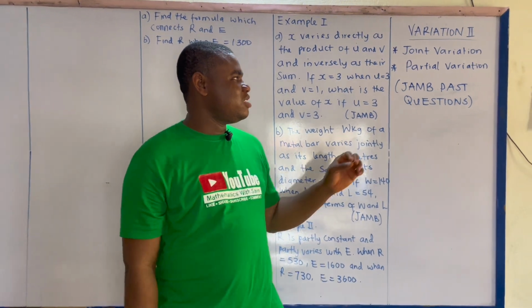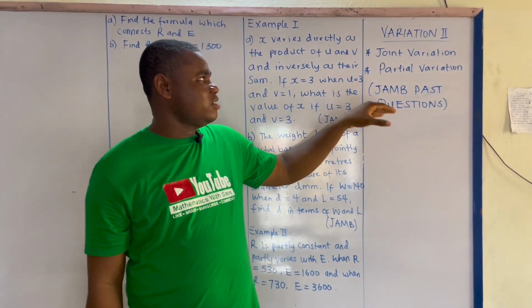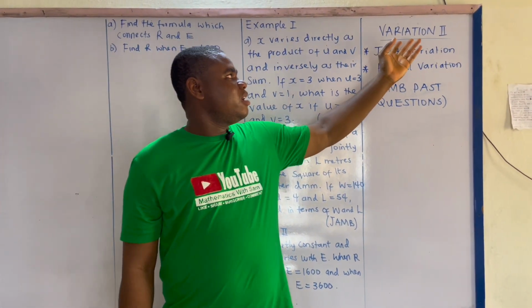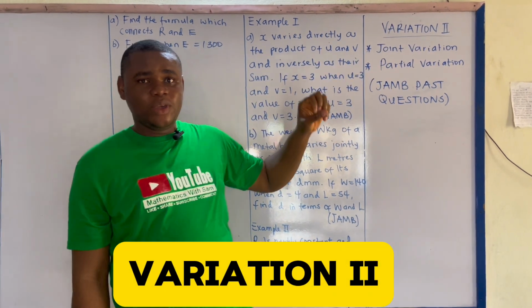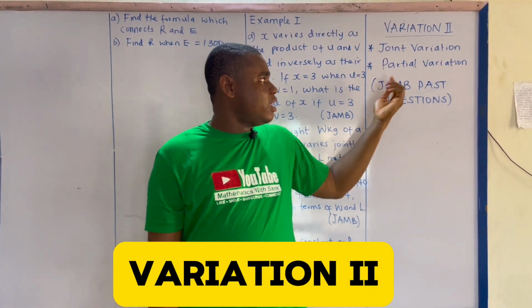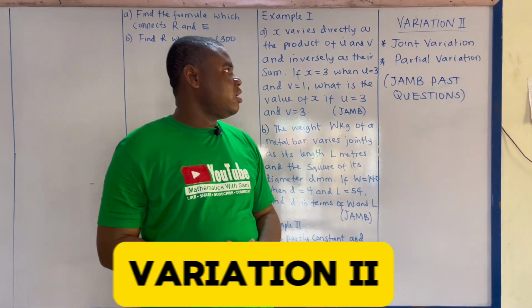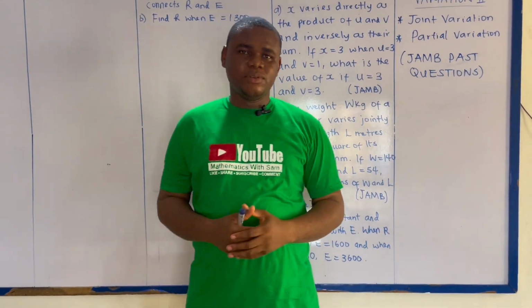Today we are going to be focusing on past JAMB questions under the topic variation. Our main focus will be on joint variation and partial variation. Alright, let's move to our examples.